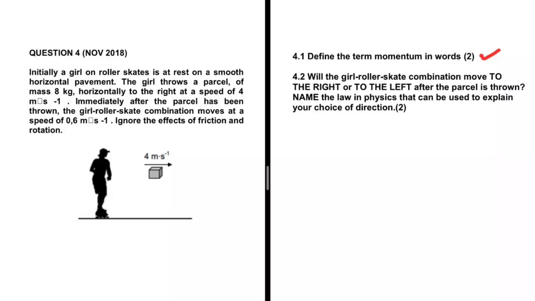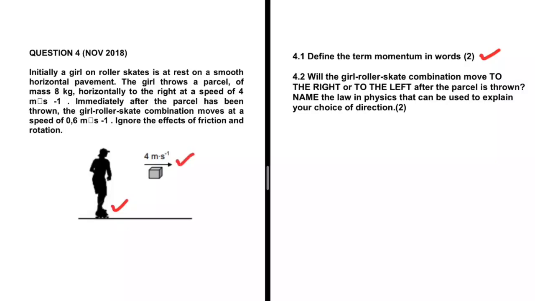So let's take a look and see what is happening. Initially, a girl on roller skates is at rest on a smooth horizontal pavement. The girl throws a parcel of mass 8 kg horizontally to the right at a speed of 4 meters per second. Immediately after the parcel has been thrown, the girl roller skate combination moves at a speed of 0.6 meters per second. Ignore the effects of friction and rotation. We can clearly see the girl on the roller skates and the parcel that is being thrown.